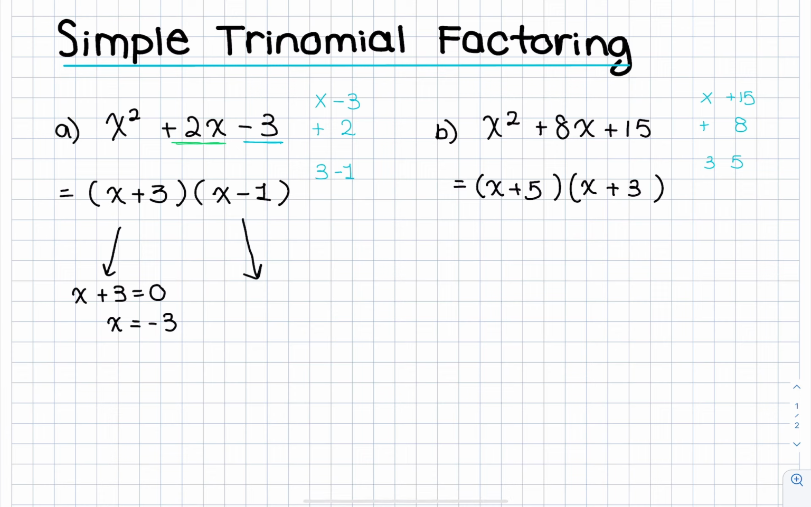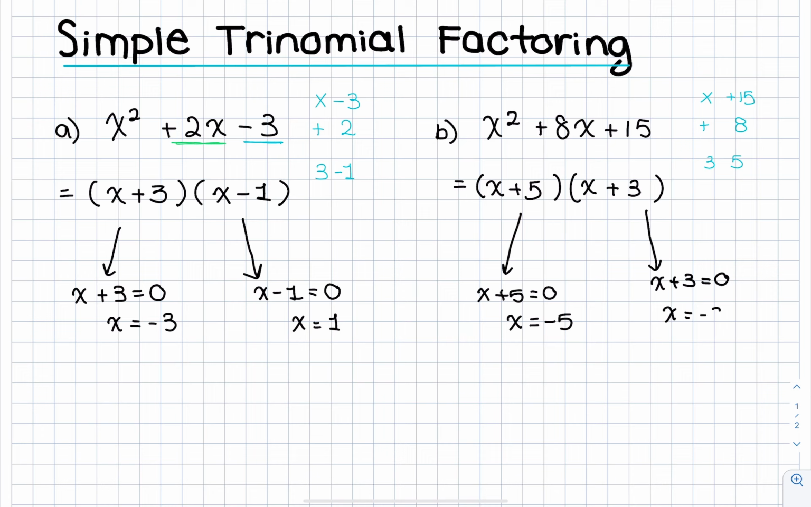Same idea over here. We have x minus 1 equals 0. We need to bring that 1 over, and it becomes positive. So x is equal to 1. So for that first example, our 2 solutions, or our 2 roots, are -3 and 1. And in case of our second, you could do the same idea, bring that 5 over, we would have x plus 5 equals 0, so x would equal -5. And finally, x plus 3 equals 0, and x is going to equal -3.